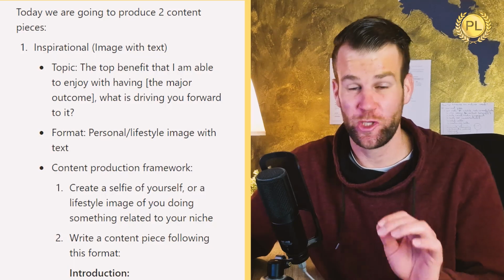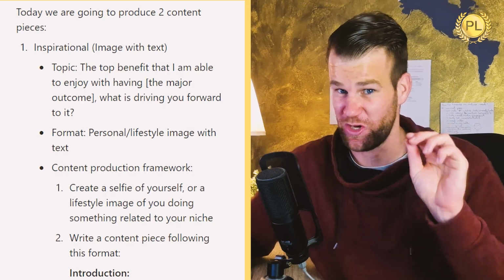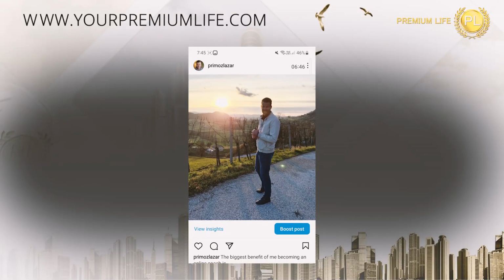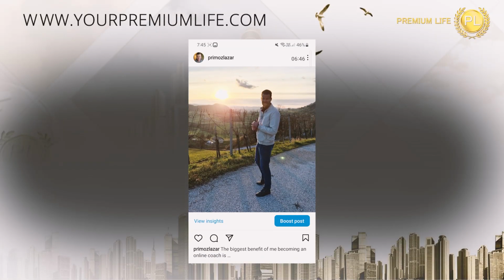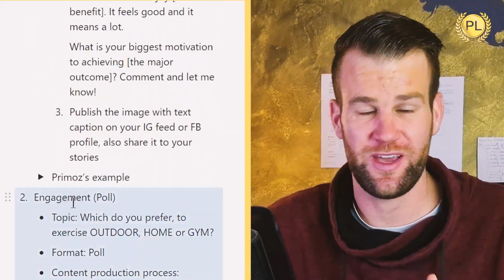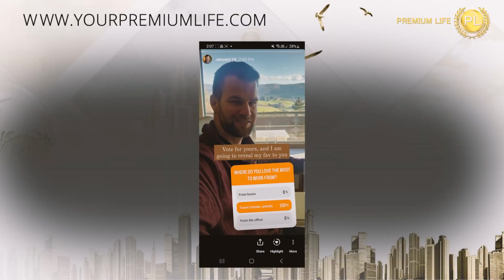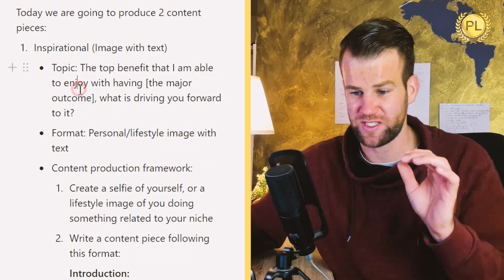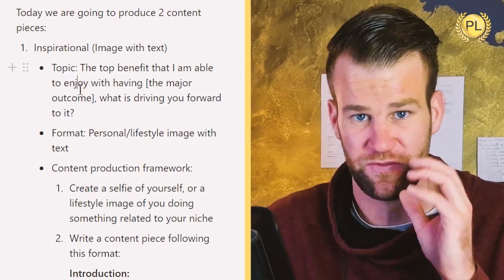Today we are going to produce 2 content pieces, not just one. The first one is gonna be an inspirational content piece, which is gonna be an image with text, and the second one that we're gonna produce is gonna be an engagement content piece, a poll that we're gonna post on our story. Let's begin now with the first content piece.